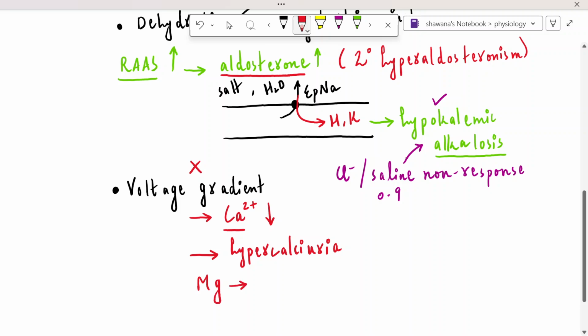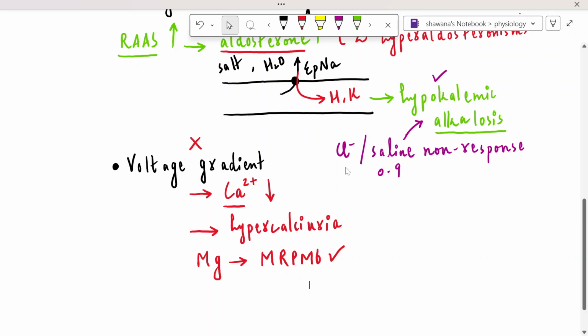Unlike Gitelman syndrome, in which the TRPM6 channel is defective, in Bartter syndrome the TRPM6 channel is functioning, right? So there will be no magnesium deficiency. In Bartter syndrome, serum magnesium levels are normal.